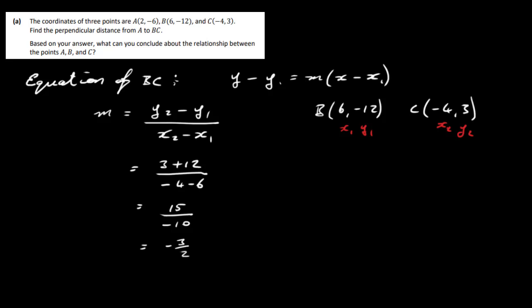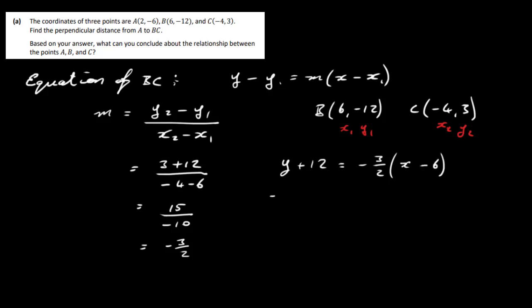So we have our slope. Let's just work out our equation then. So we've got y minus y1. So y1 is minus 12. So that's going to become plus 12 is equal to m, which is minus 3 over 2. And that's going to be multiplied by x minus x1. So x1 is 6.